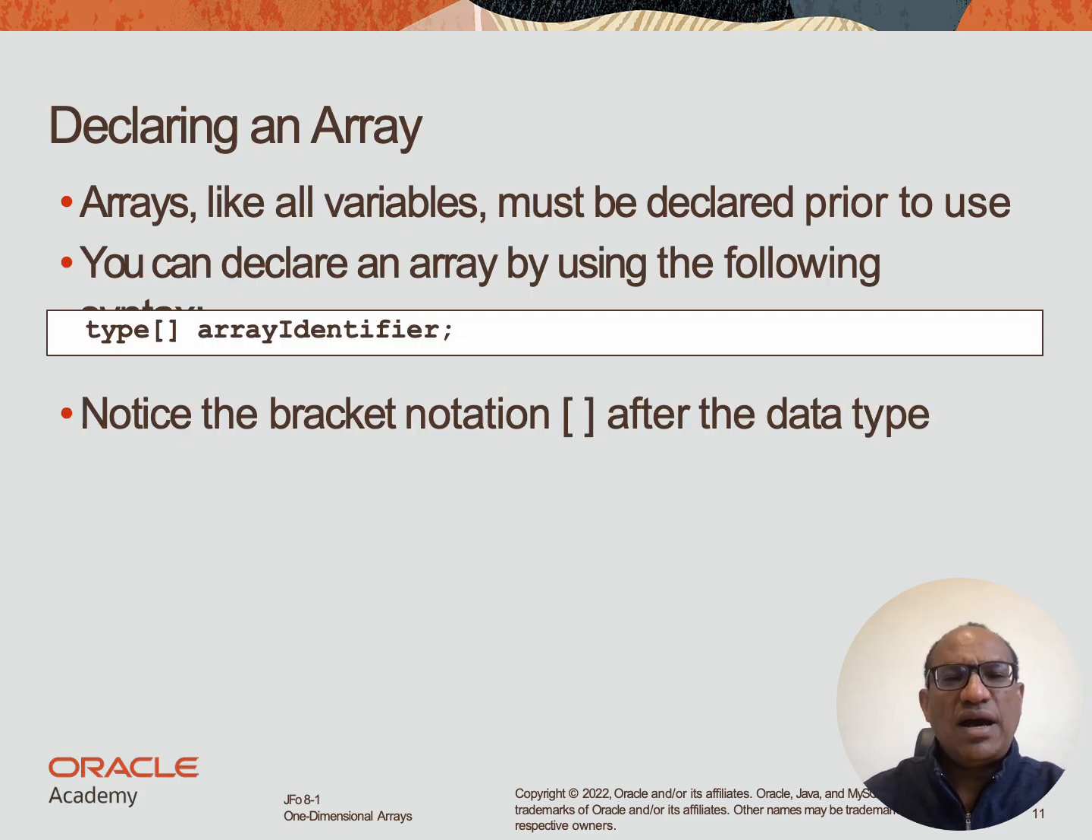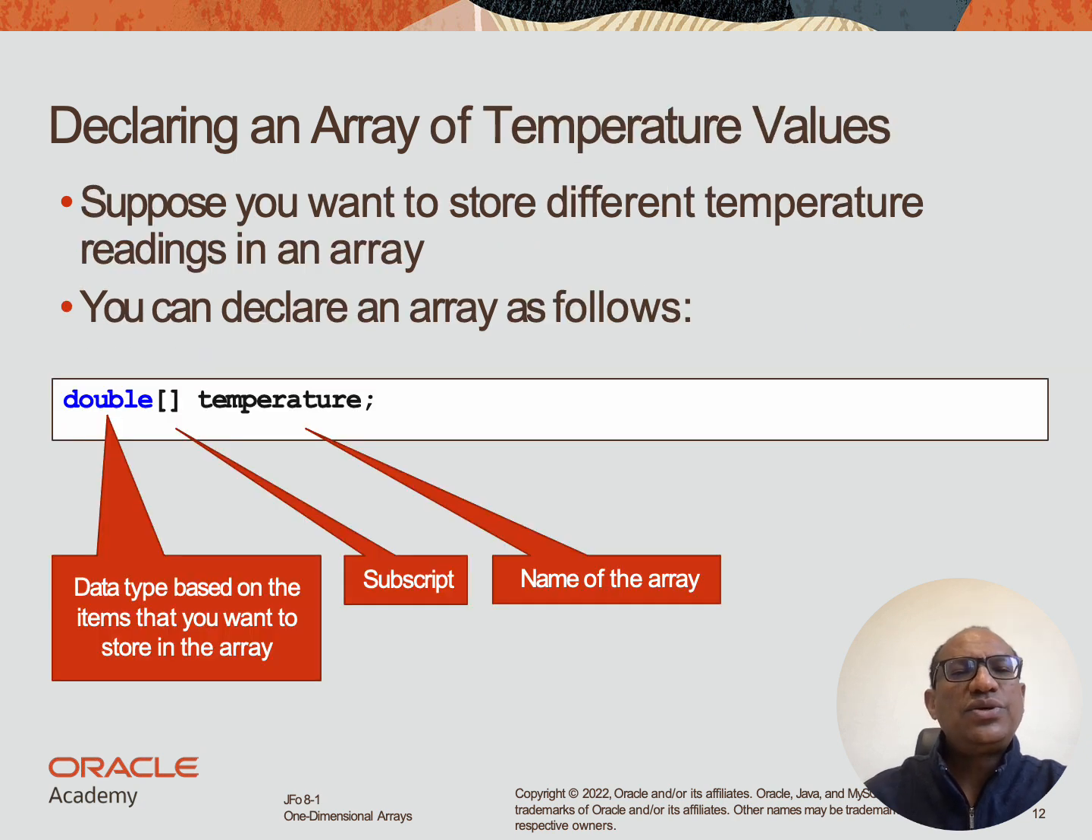To declare an array, the syntax is type, square brackets, name. For example, int[] scores. So you want to track temperatures. So double[] temperature. You've now told Java what kind of array this is, but not how much space it needs yet.